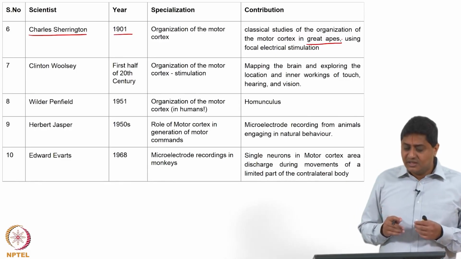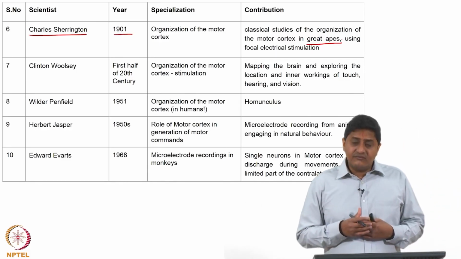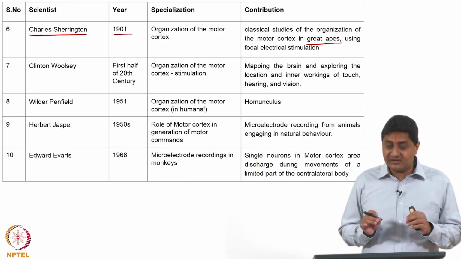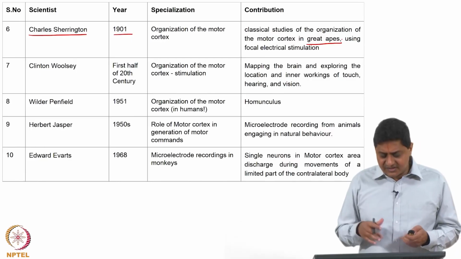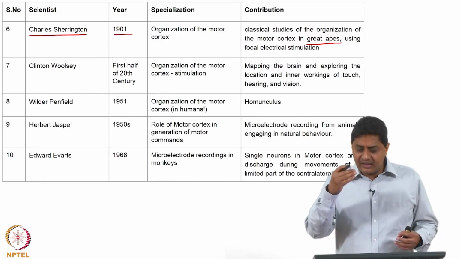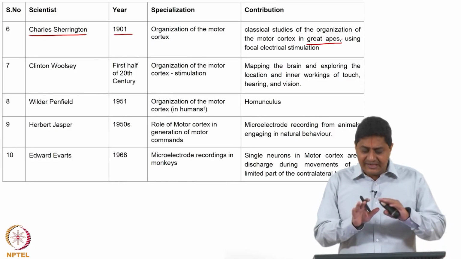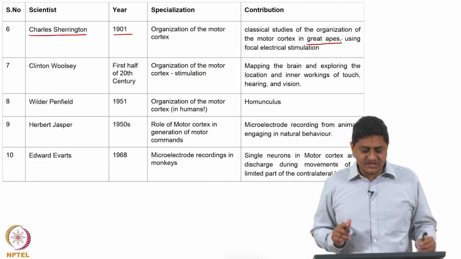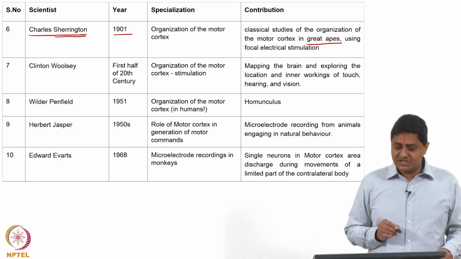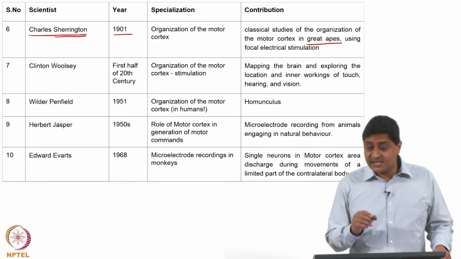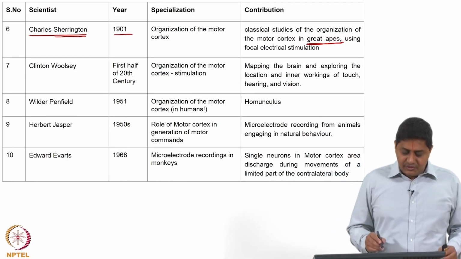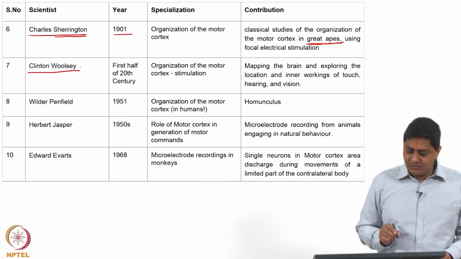So basically, the first precursor to formal study of the organization of the motor cortex was of course done earlier by Fritz and Hitzig. But a proper step by step approach, a cleaner map and the organization was generated by the stalwart Charles Sherrington, and he studied this in great apes, right. And this work was continued later by Clinton Woolsey.